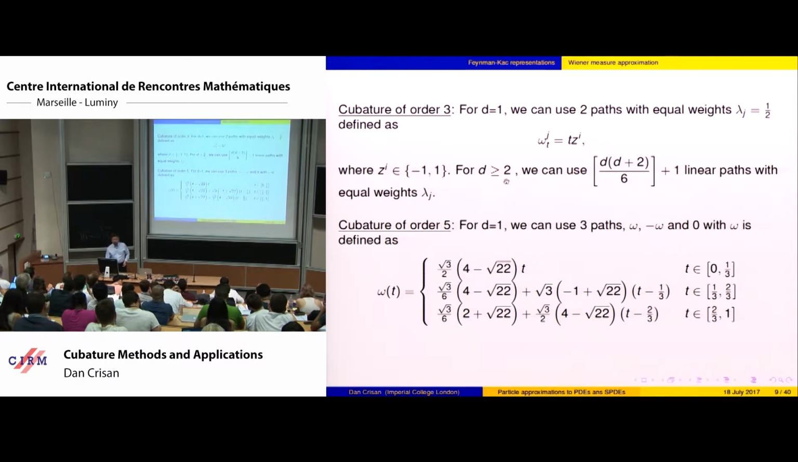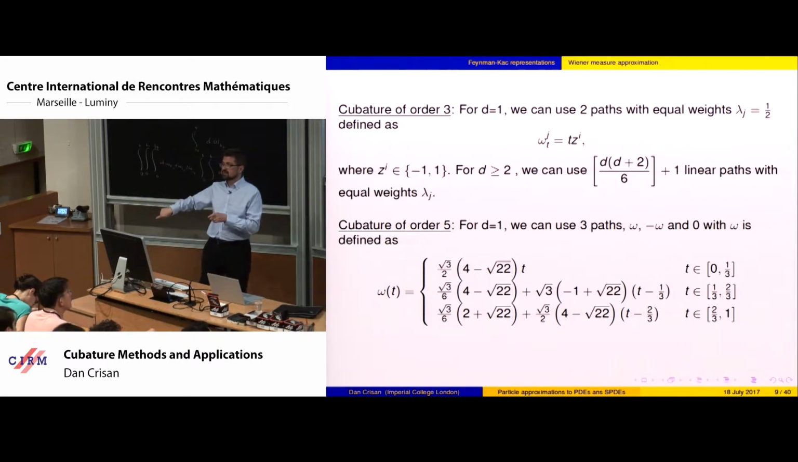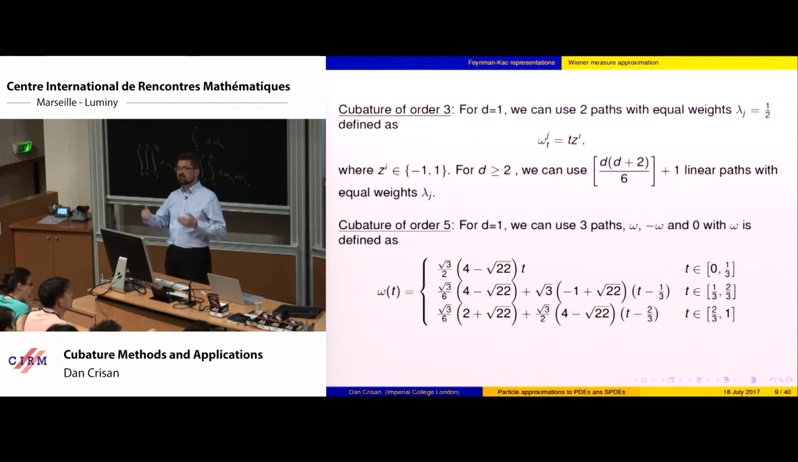In d dimensions, you need this many paths: the integer part of d times (d plus 2) divided by 6, plus 1. So you need this many linear paths in d dimensions to obtain a cubature of order 3, to obtain a first order approximation.